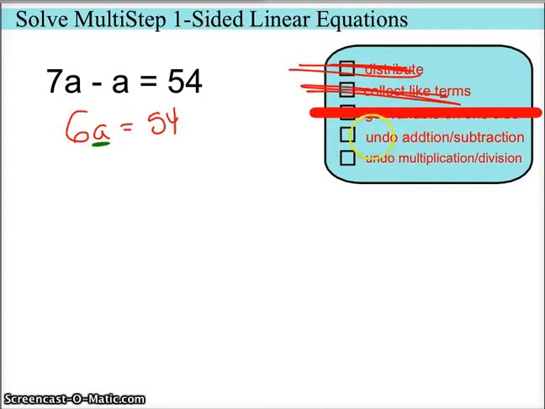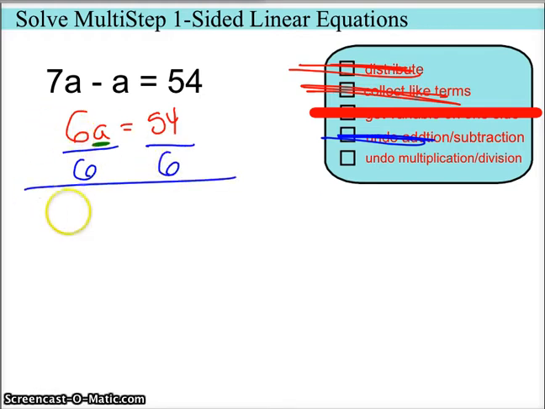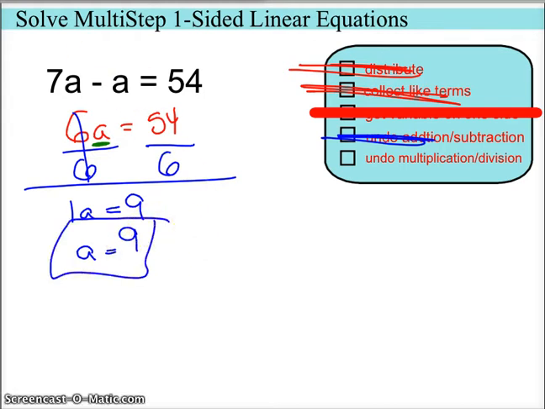Around our variable, there is no addition or subtraction, so we can skip that step. We do have some multiplication though. When they touch, it means multiplication. So instead of a times 6, we're going to divide by 6, and what we do to one side, we do to the other. 6 divided by 6 creates a 1, so we have 1a equaling 54 divided by 6, which is 9. And 1 times a number stays that number. So here's our solution: a has a value of 9.